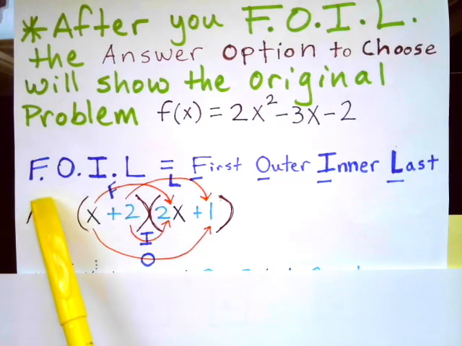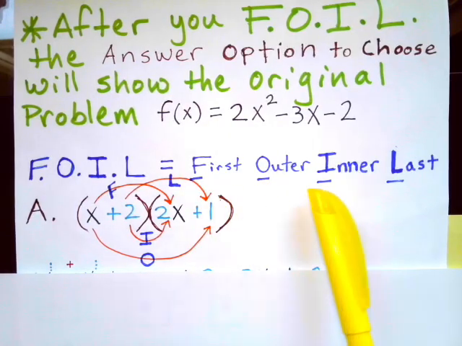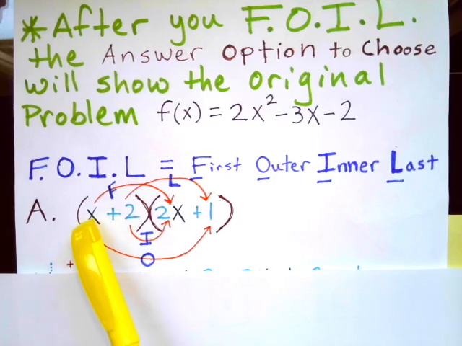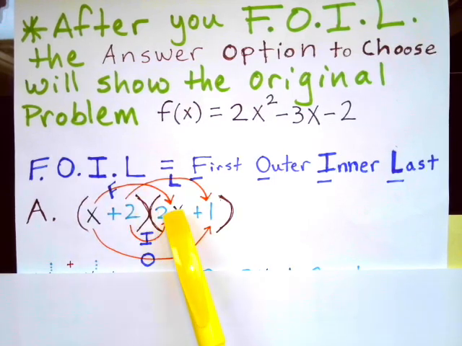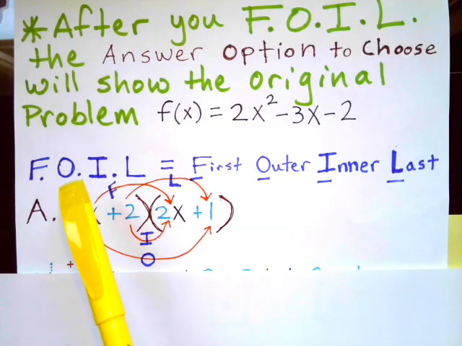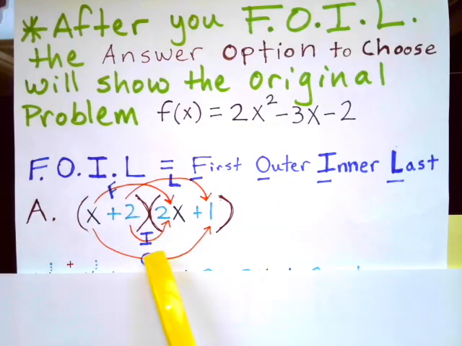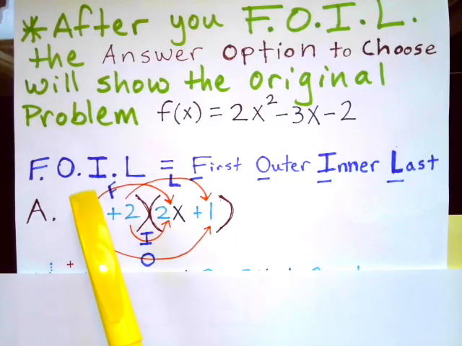And it's FOIL. FOIL stands for first, outer, inner, last. So I'm going to take this first term, x, and multiply it times 2x. Okay? Then I'll follow the O. O stands for outer terms. x and 1 are both the outer terms of the parentheses. So x times 1 is my outer term, or O.